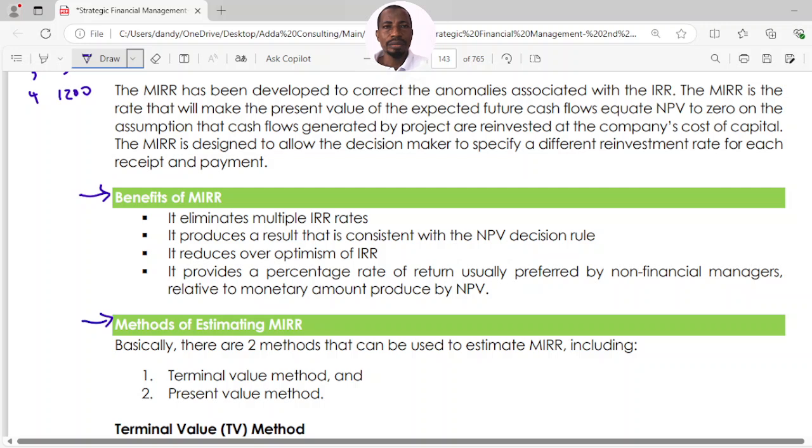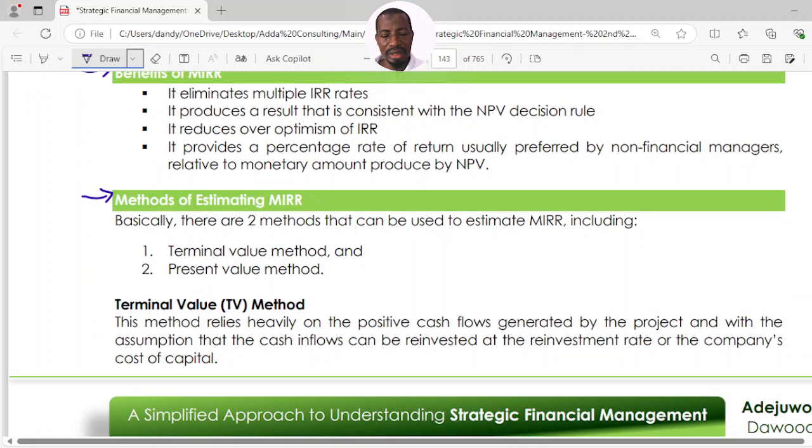However, when you want to calculate modified internal rate of return using terminal value method, there are three procedures that you are going to carry out. Number one is to calculate terminal values for all the positive cash flows. How do you calculate your terminal values? I will show you. Once you are done with calculating the terminal value, the next step is to calculate present value of negative cash flows or cash outflows. Then step 3 is to calculate modified internal rate of return using the modified internal rate of return formula. Then step 4, you can advise on the acceptability of the project.